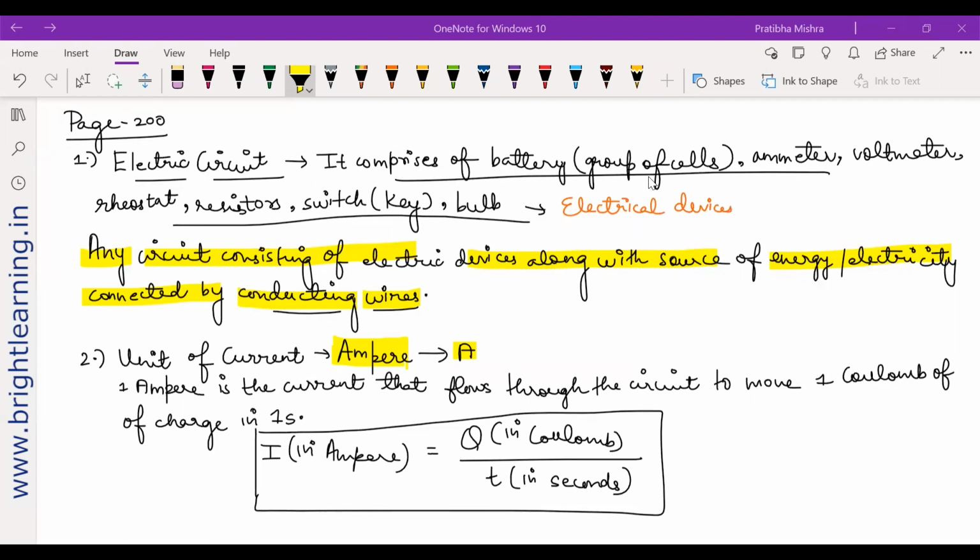Okay, so how many would it be? It's 6 into 10 to the power 18. But how do you derive that? To derive that, we have already seen that Q is equal to NE, right? So we'll see how we can use it again to derive it.